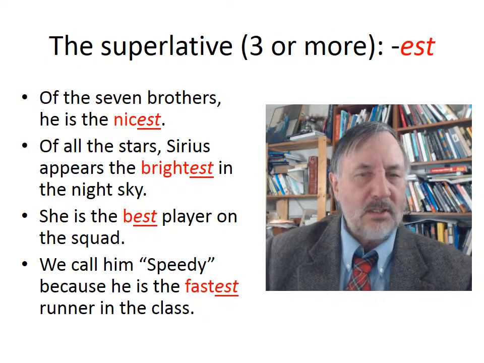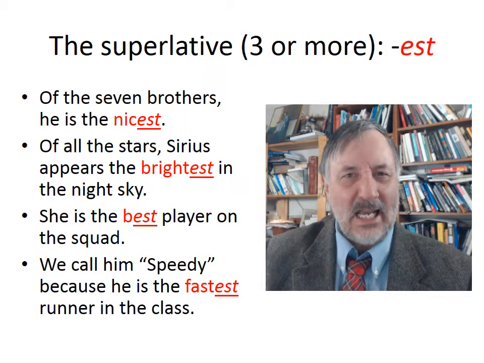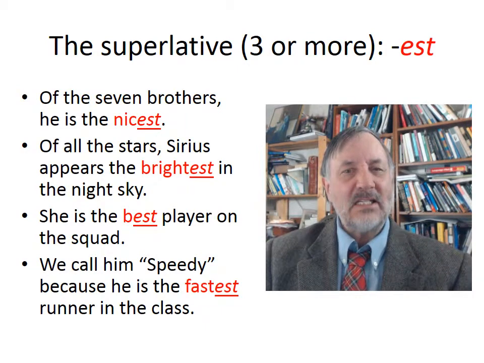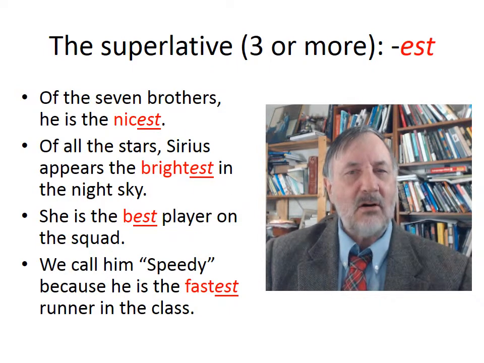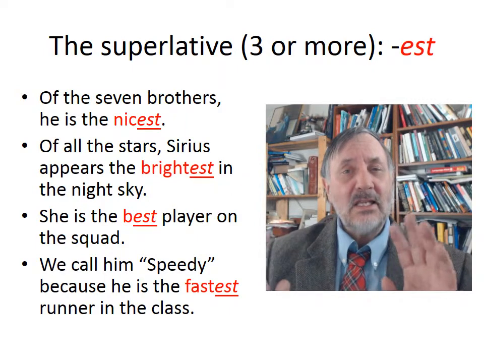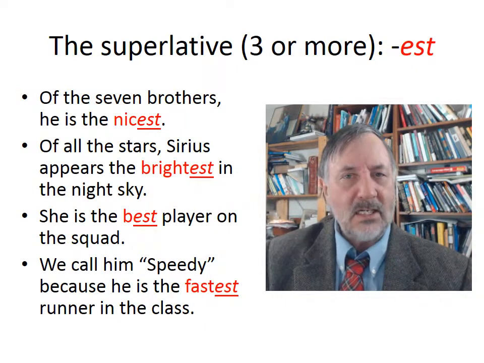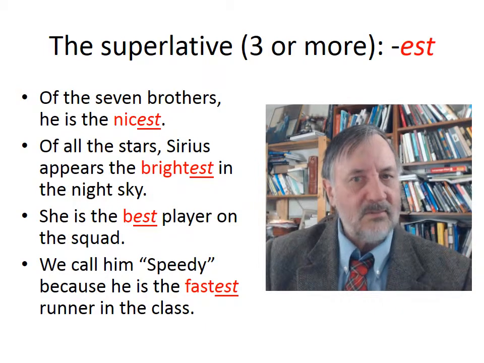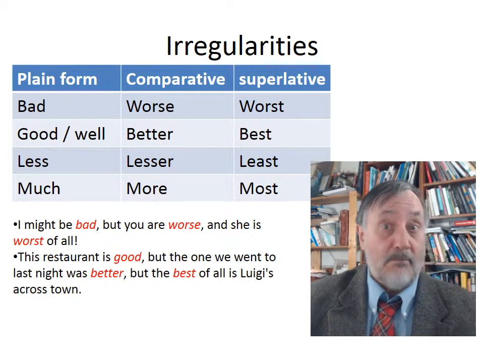What we call the superlative looks at three or more items. And this form takes the est ending. So of the seven brothers, he is the nicest. Of all the stars, Cyrus appears the brightest in the night sky. She is the best player on the squad. We call him Speedy because he's the fastest runner in the class. Okay, so these forms take the est ending. So we make a distinction between comparing two items, which is the comparative, and three or more, which is the superlative.